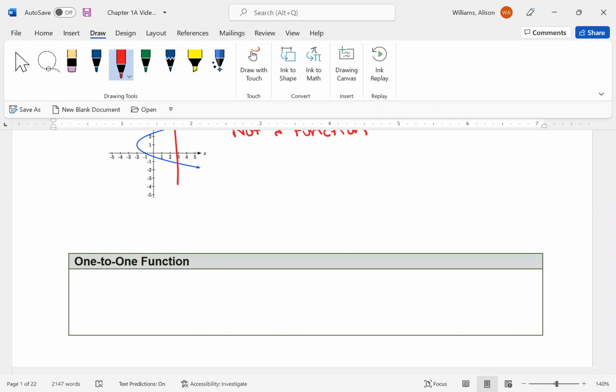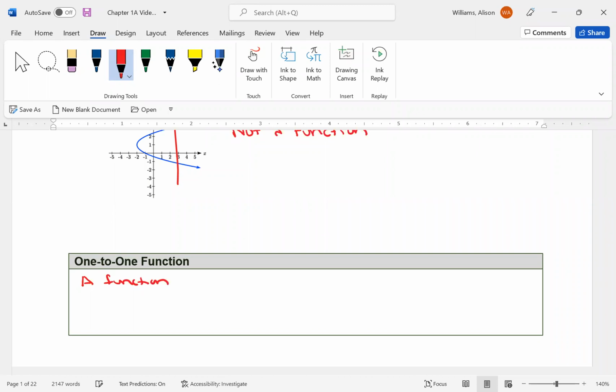All right, so a one-to-one function, I want to note that it actually says function, so it's got to be a function, but also make sure that each input corresponds to exactly one output and every output at exactly one input. So it goes the opposite direction. So a one-to-one function is a function, so it's going to be a function.